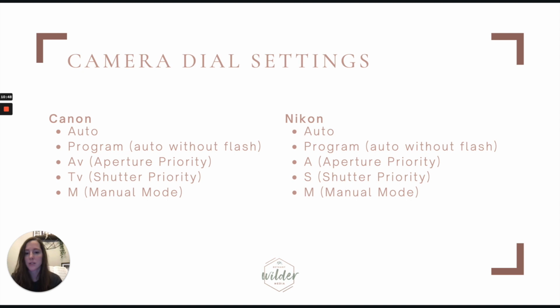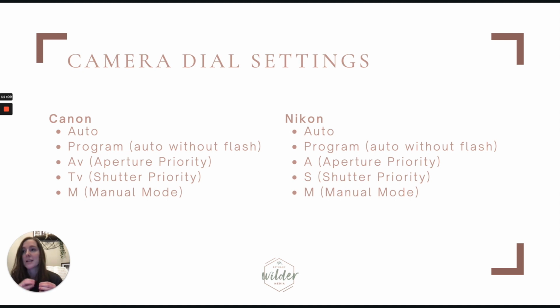I want to just hit on camera dial settings real quickly. So, on a Canon, you have your auto. Program is like auto without a flash. You can think of it like that. AV mode is aperture priority, and this is a great place. I shoot on AV a lot.